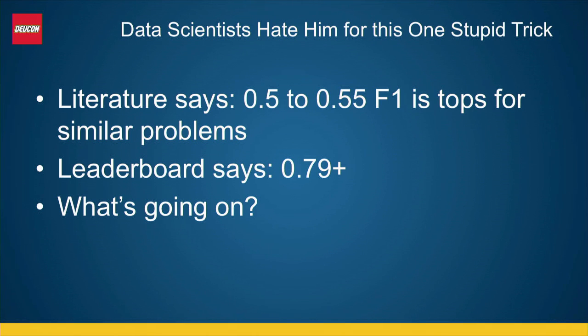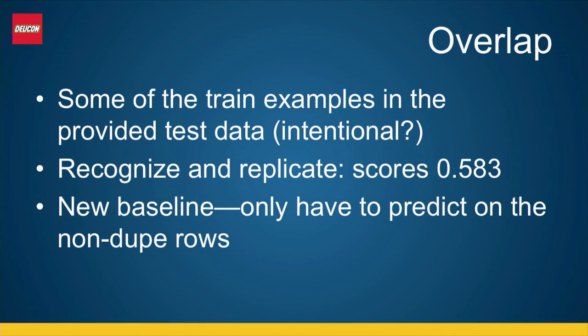Okay, so there's something that's weird though. So everybody's submitting their things and they look at the literature, and the literature says if you do best practices, you should be able to get 0.5 to 0.55. There's some people on the leaderboard that have 0.79. Like, what's going on here? It doesn't make any sense. It's like, are they cheating? But you look at their bios, and they're pretty honest people.